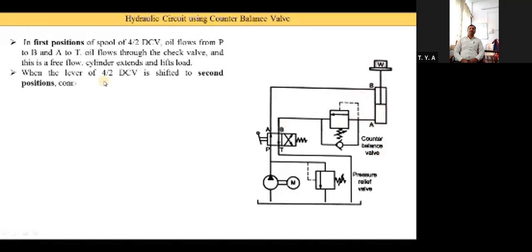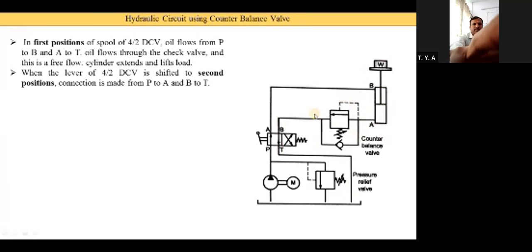When the lever of the 4x2 DCV is shifted to the second position, the connection is made from P to A and B to T. Now here you see in this diagram, the oil supplied from the pump enters the P port, and from the P port it goes to the A port. B to T means the oil is applied from the A port, and this oil applies force on the piston, and the piston starts to move in the downward direction. So the weight that was lifted also starts to move downward. At the same time, the oil present on the bottom side of the piston is supplied to the B port, and from the B port it goes to the T port and then to the tank or reservoir.